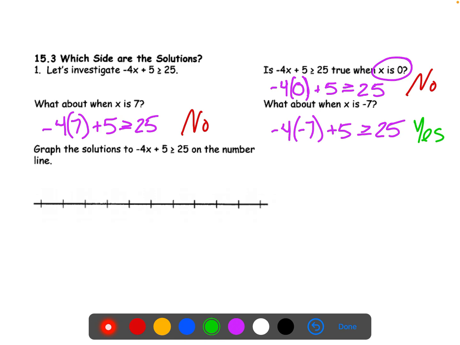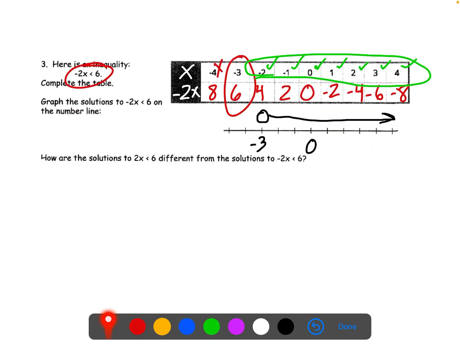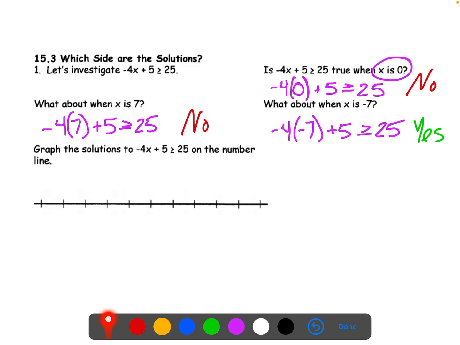So part of today's lesson is getting efficient with this. The previous part here where we looked through the tables, making a table is not always the most efficient way to do something. It's a good way to understand what we're talking about. Now we're going to go to the more efficient way, and that is to solve these inequalities like an equation. So I'm going to rewrite negative 4x plus 5 greater than or equal to 25. I'm going to think of this as an equation the whole time until I get to the very end. So I'm solving this equation.